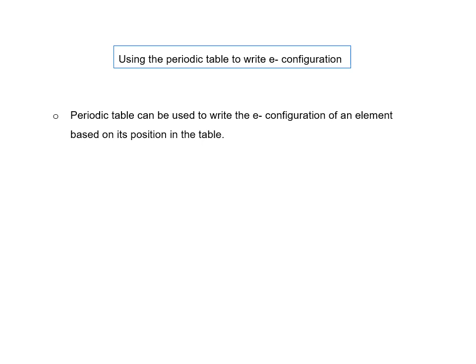All right, so far I've been showing you how to draw the orbital diagram or write the electron configuration using that energy diagram that I showed you, where we start off with the lowest energy 1s, then 2s, then 2p, and so forth. But we can actually use the periodic table to write the electron configuration of an atom based on its position on the table. So you actually don't even need to memorize the order of the energy of the orbitals. You can just use the periodic table to draw the orbital diagram or write the electron configuration.